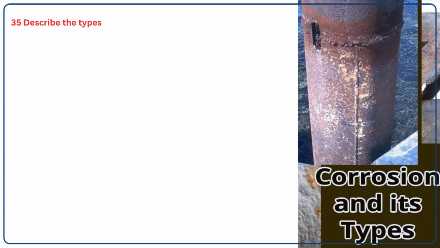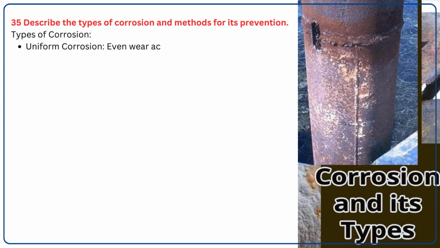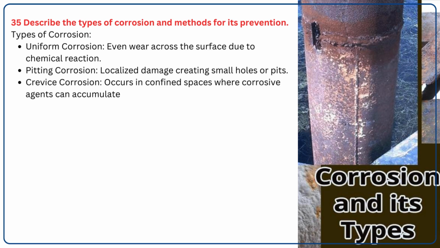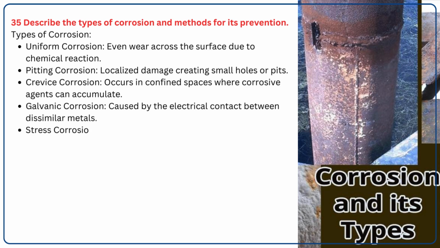35. Describe the types of corrosion and methods for its prevention. Types of corrosion: uniform corrosion, even wear across the surface due to chemical reaction. Pitting corrosion, localized damage creating small holes or pits. Crevice corrosion occurs in confined spaces where corrosive agents can accumulate. Galvanic corrosion, caused by the electrical contact between dissimilar metals. Stress corrosion cracking, cracking due to the combination of tensile stress and corrosion.